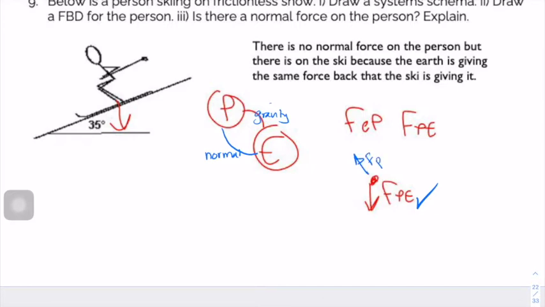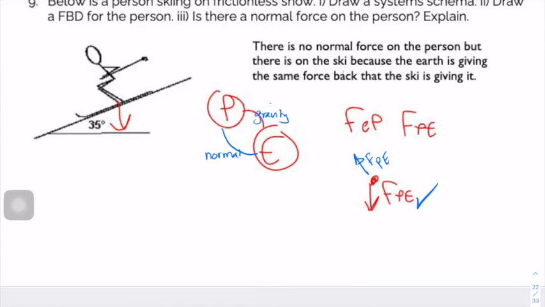Force on the person, again, we can say by the earth because they only have 2 objects and we can consider the earth as snow. There's no normal force on the person, but there is on the ski because the earth is giving the same force back. Okay, so this person thought the ski was a separate object, and so I'm okay with that.